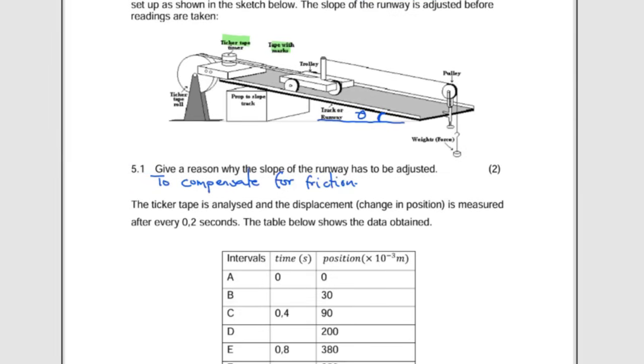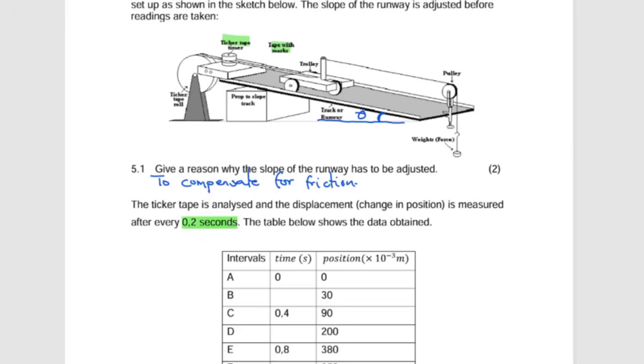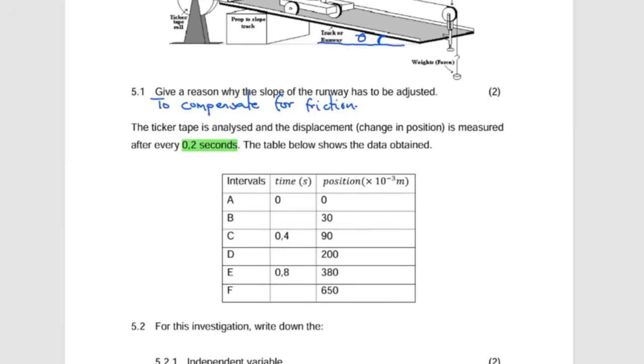The ticker tape is analyzed and the displacement, which is the change in position, is measured after every 0.2 seconds. And then the table below shows the data that has been obtained, right? So it means it was measured every 0.2 seconds.